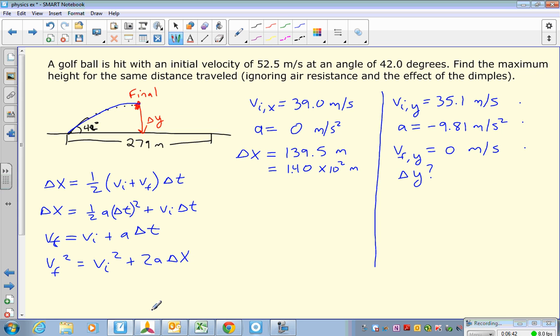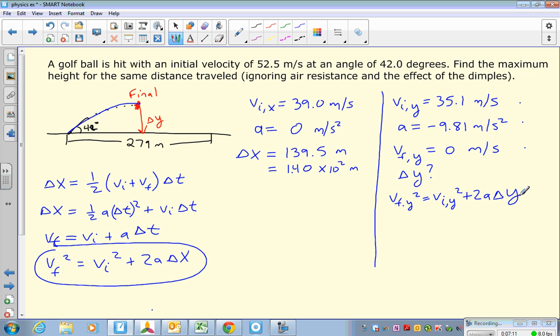So now find an equation that has v initial, acceleration, v final, and displacement. Well, that equation is this last one. Remember that delta x is really here one-dimensional delta x. It doesn't necessarily mean horizontal, so we can replace that with delta y. So v final in the y direction squared equals v initial in the y direction squared plus 2 acceleration delta y. So v final, 0.